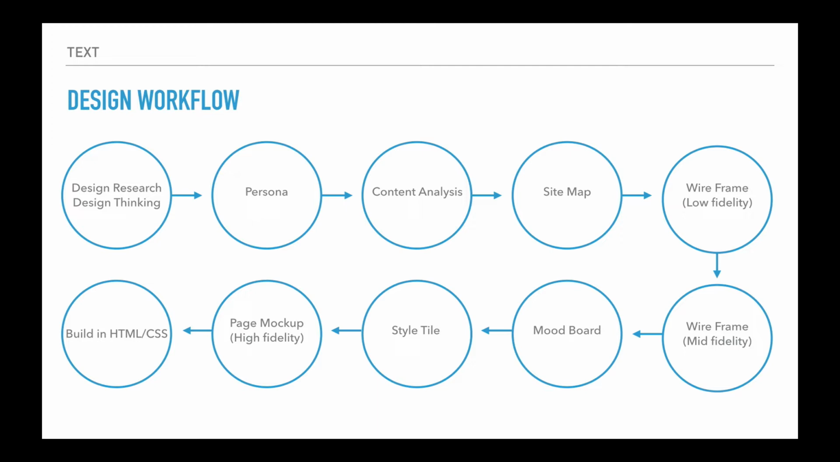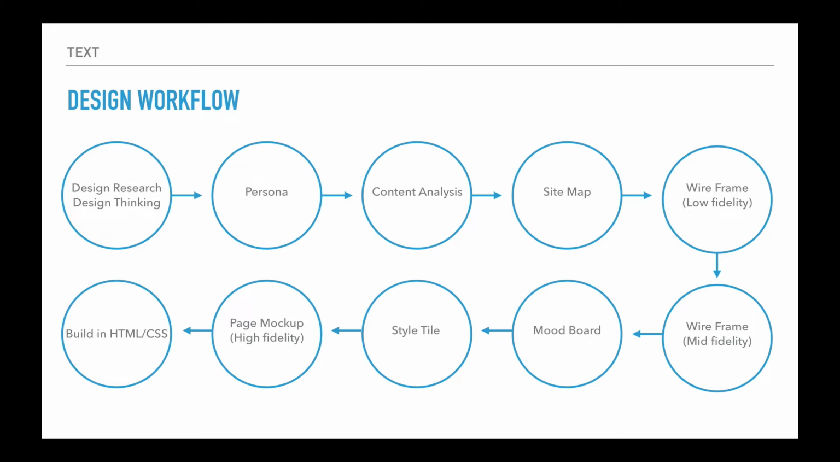The next thing that you would need to do, if you haven't done this already in that design research phase, is to at least build a persona. I'll show demonstrations of all of this stuff in just a minute. From there, you need to look at some content analysis. What are you actually making? What's the content of this? Somehow get that into a sitemap, which gives you an at-a-glance look at the whole website.